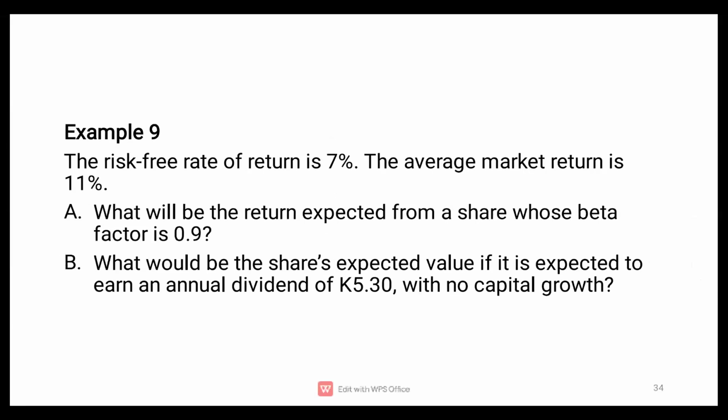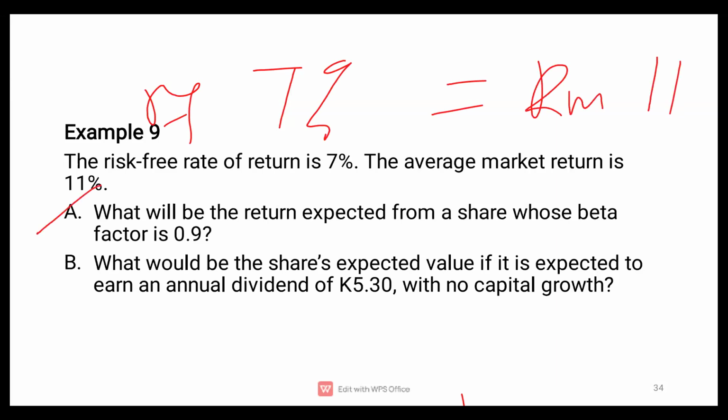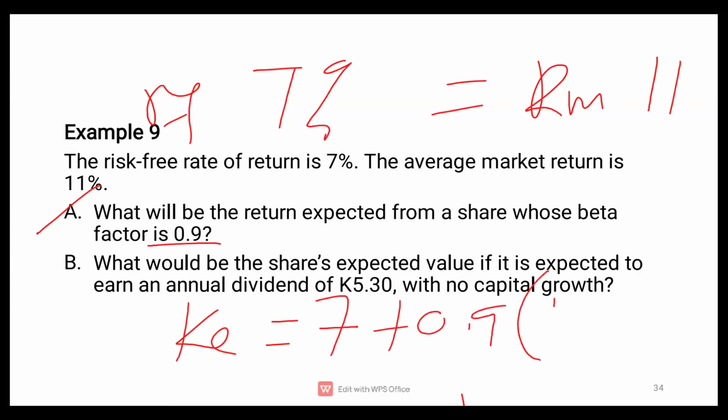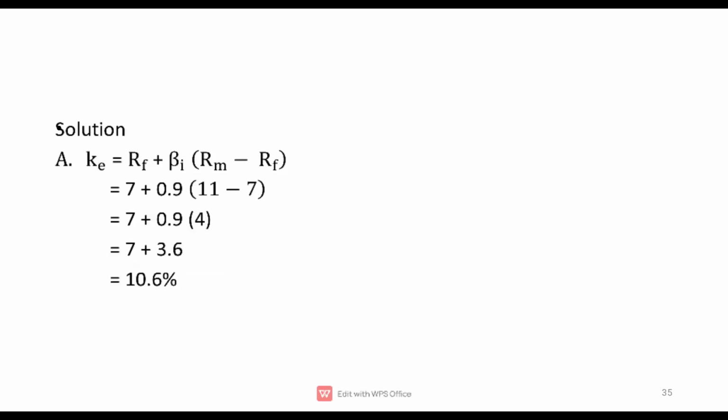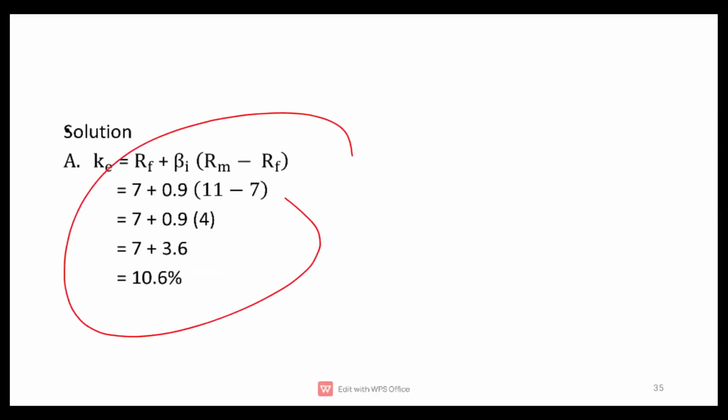For example, example number 9, let's look at it. The risk-free rate is 7%. This is risk-free. The return on the market, RM, is 11%. You are told that beta is 0.9. What is the return on the shares? So the cost of equity shall be risk-free, 7%, plus the beta of 0.9 multiplied by the return from the market, 11 minus 7, the risk-free. Then you can find the cost of equity. So this is your cost of equity, 10.6.